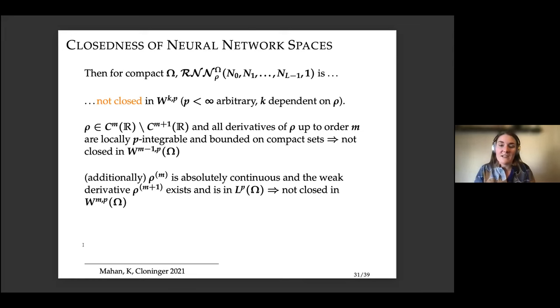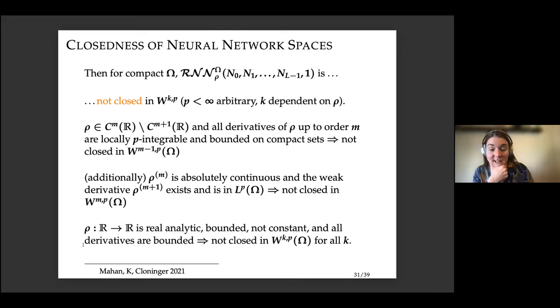And if we assume a bit more, if we assume that this mth derivative is absolutely continuous, so it's not m plus one times differentiable, but the weak m plus first derivative exists and is in L^p, then we actually get something much stronger: the space is not closed in the Sobolev space of order m. In one of the earlier papers by Petersen, Raslan, and Voigtlaender, they had suggested that, because there's more structure in the Sobolev spaces, these neural network spaces might actually be closed in Sobolev spaces. That's definitely not the case, at least when p is not infinity. And finally, if we have a real analytic activation function that satisfies certain hypotheses, then the space of realized neural networks with the same architecture is not closed in any Sobolev space.